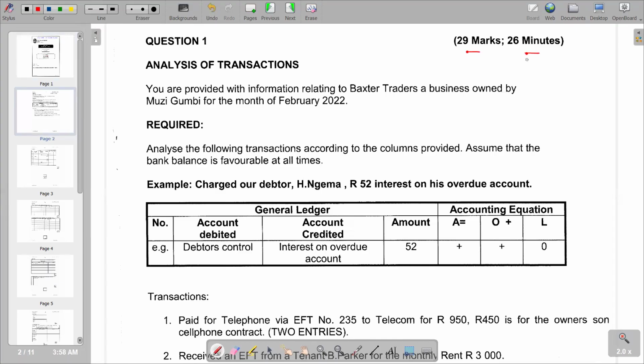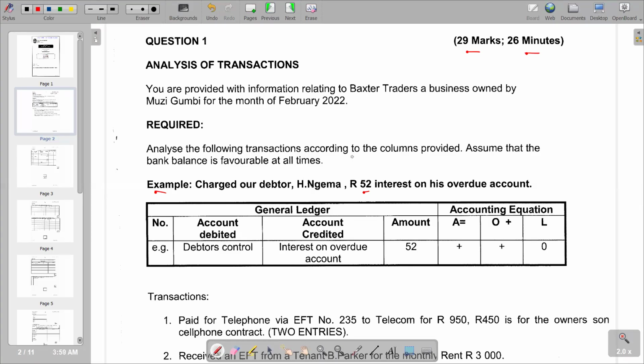We are provided with information relating to Baxter Traders, a business owned by Abusi Gumi, for the following transactions according to the columns provided. Assume that the bank balance is favourable at all times. Basically, we are given an example on how to present your answer in your answer book, whereby it reads: charge debtors in each column, and the effect in terms of our double entry.